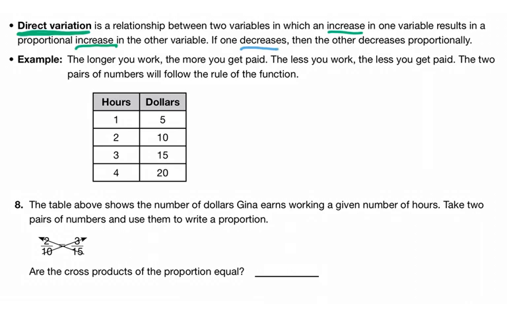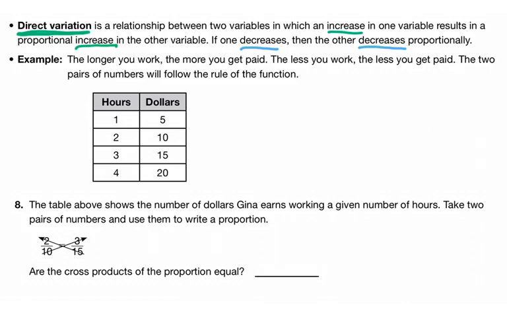And if one decreases, the other one's going to decrease proportionally. Proportionally means the same amount. So if one variable increases by 3, the other one's going to increase as well. So make sure that they both increase or they both decrease, and that means direct variation. For example, the longer you work, the more you get paid. The less you work, the less you get paid. The 2 pairs of numbers will follow the rules of the function.